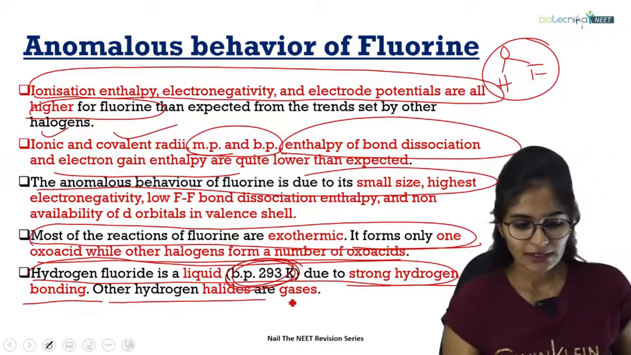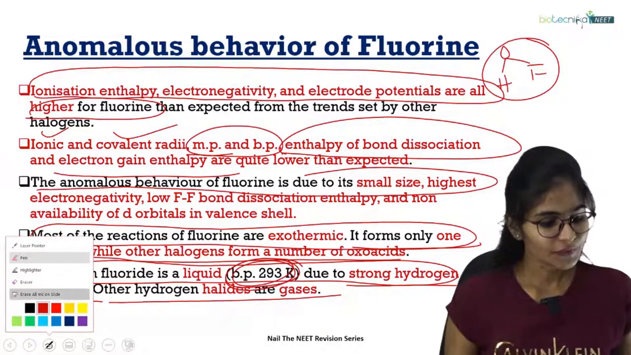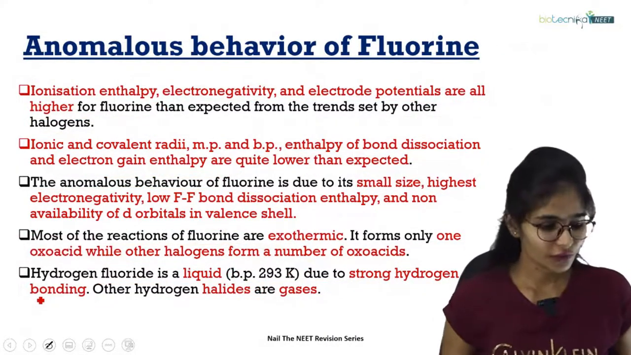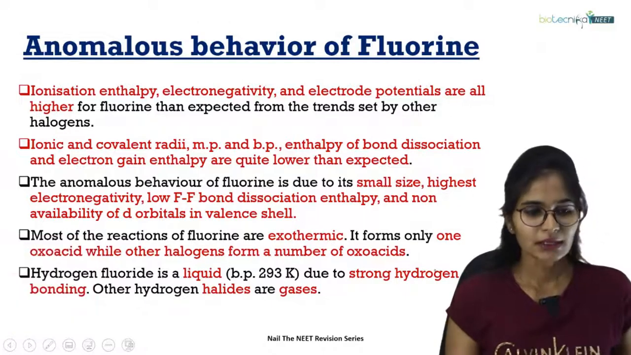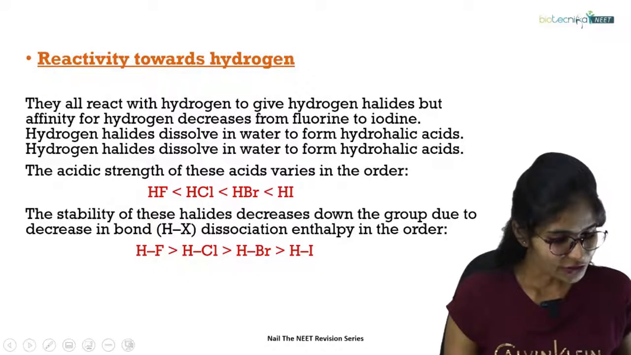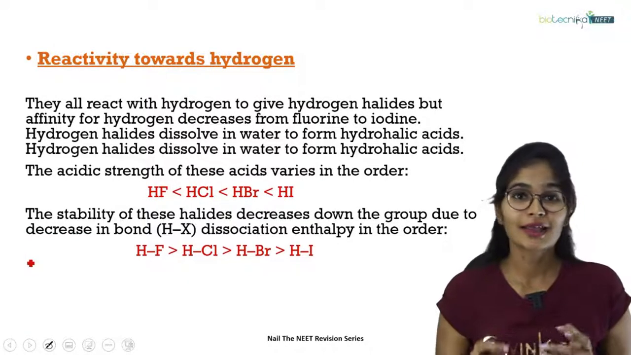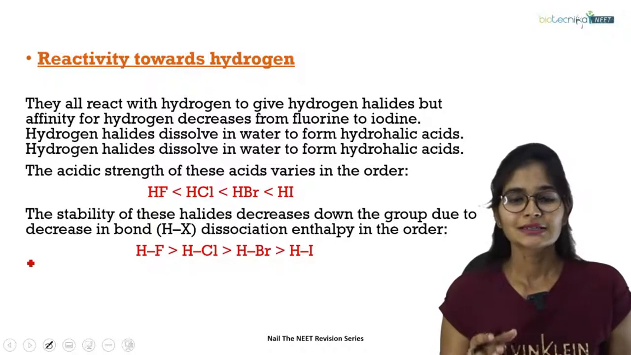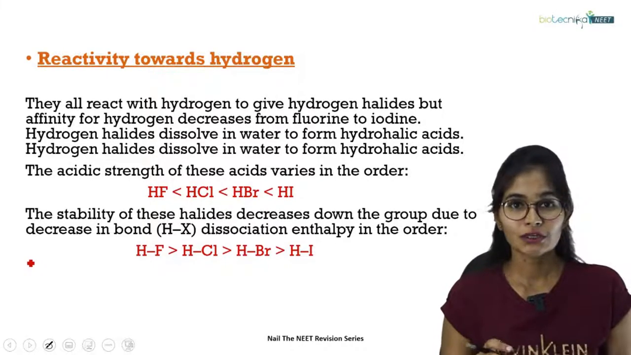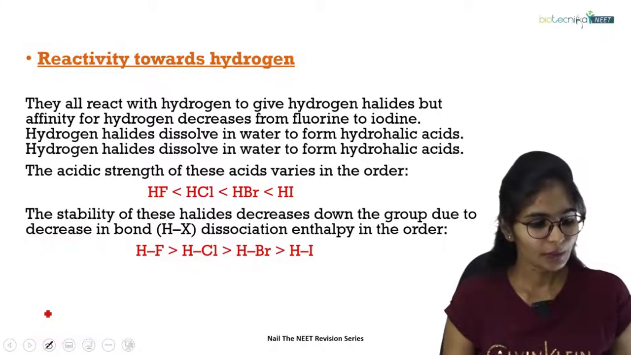So other hydrogen halides are gases in nature. So this is what we have with respect to the anomalous behavior of fluorine. Now coming to the next part, which is reactivity towards hydrogen. How well the halogens react with hydrogen, and how exactly their acidic strength will be decreasing or increasing, you have to conclude based on the reactivity of fluorine, chlorine, bromine, and iodine.